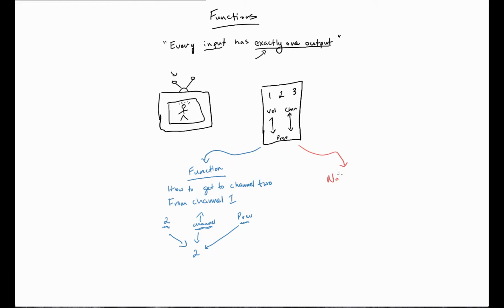Now let's look at what is not a function. Well, let's say instead that I press the 2 button. And let's say that sometimes that takes me to channel 2. However, other times it raises the volume. And even other times, it doesn't even take me to the right channel. It takes me to channel 3. This is a broken remote. We have one input with many outputs.